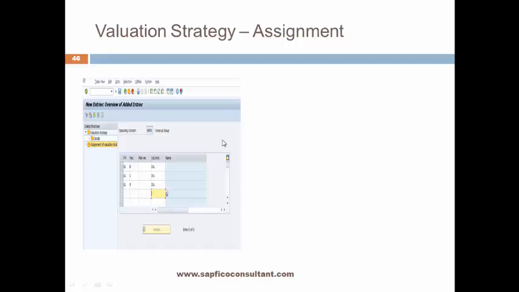We assign the valuation strategy to the point of valuation and the record type. Now, valuation strategy Z01 was created for actual, and we assign it to the point of valuation, which is actual, and we assign it to the record type. Record type B is direct FI posting, C is settlement, and F is billing type. And we assign the valuation strategy Z01.